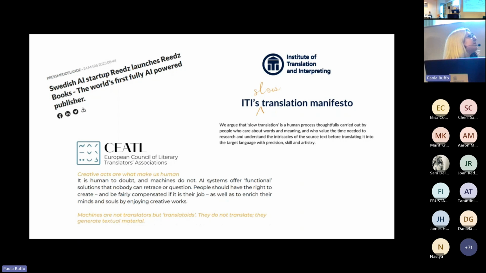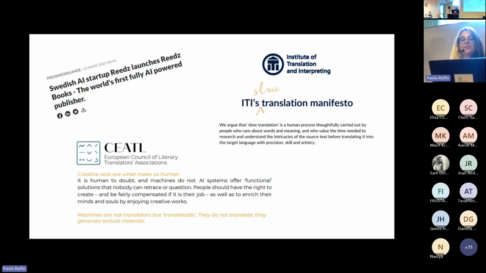And you can see here on the screen some extracts from a manifesto from the European Council of Literary Translators Associations, where they emphasize the importance of creativity in the profession and the fact that we shouldn't give machines human traits. We shouldn't treat machines as if they're actually doing translation. And the way they put it is, machines are not translators, but translatoids. They do not translate, they generate textual material. And so they're setting in stone the difference between what they consider translation and what we call machine translation.